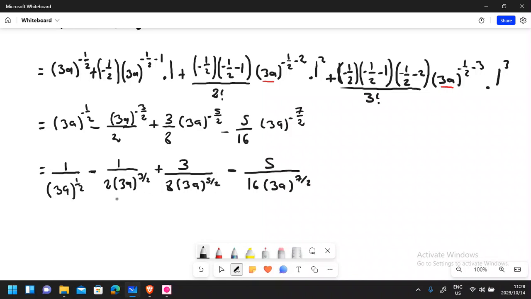Remember, these exponents are now positive, right? So you can leave it like that. If they don't say anything, you should leave it in surd form, but if they do say, leave it in surd form. Now this is going to be 1 over root 3a. That's it. Simple as that.